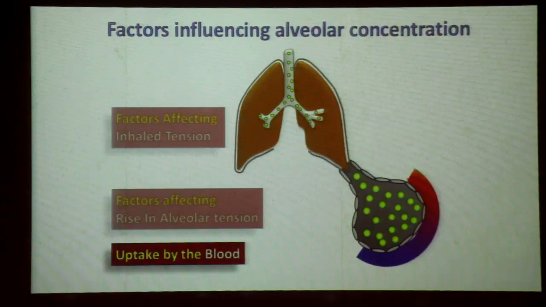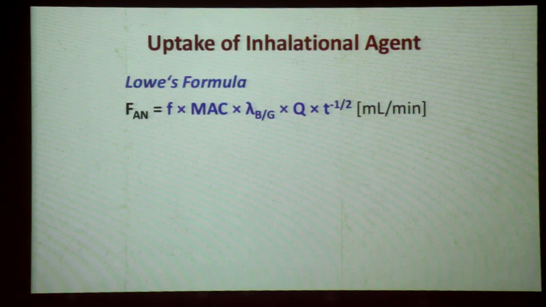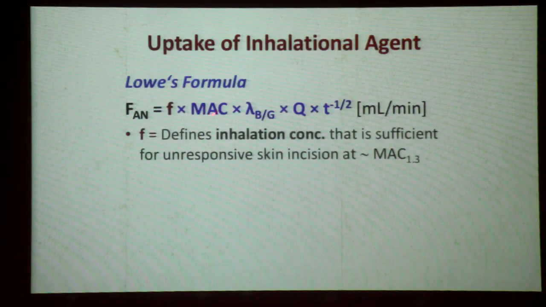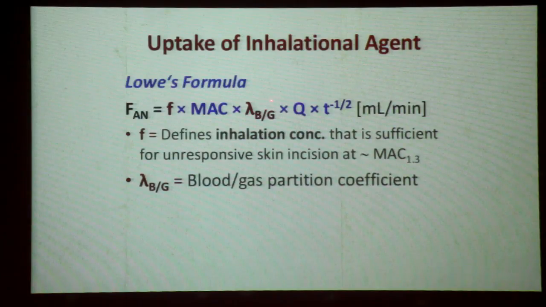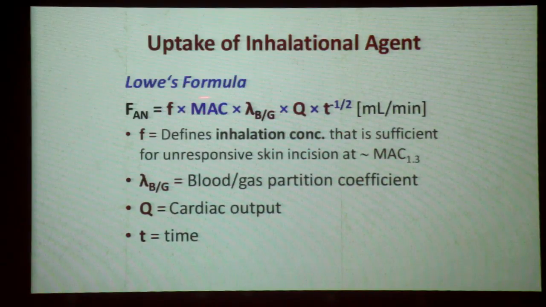Now let's understand the uptake by the blood. The uptake of the inhalational agent is governed by Lowe's formula. What does it tell us? It tells us about F, it tells us about MAC. It tells us about the blood gas solubility, it tells us about the cardiac output, and it tells us about the time. What is this F into MAC? Remember, there is a venous return which is always occurring to the alveolus.